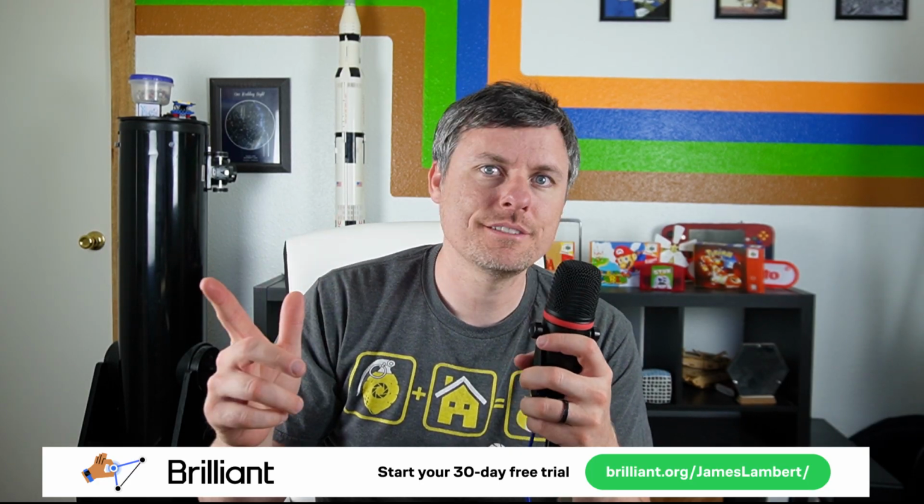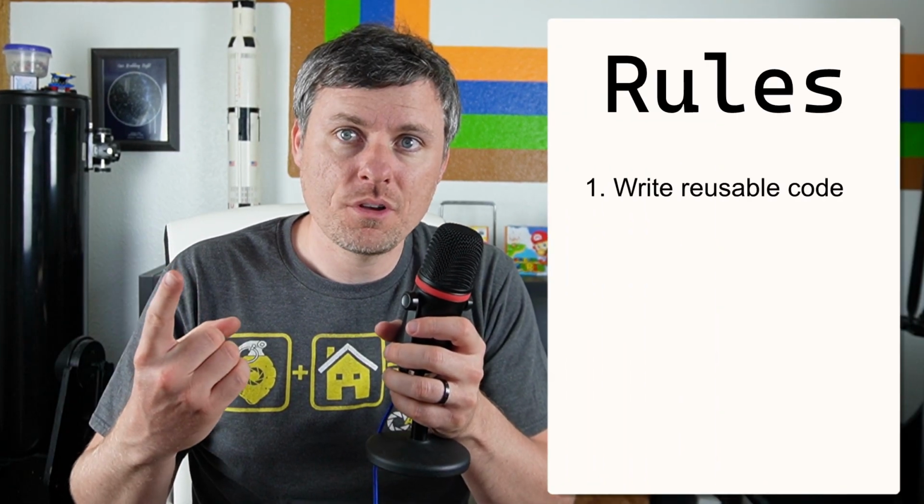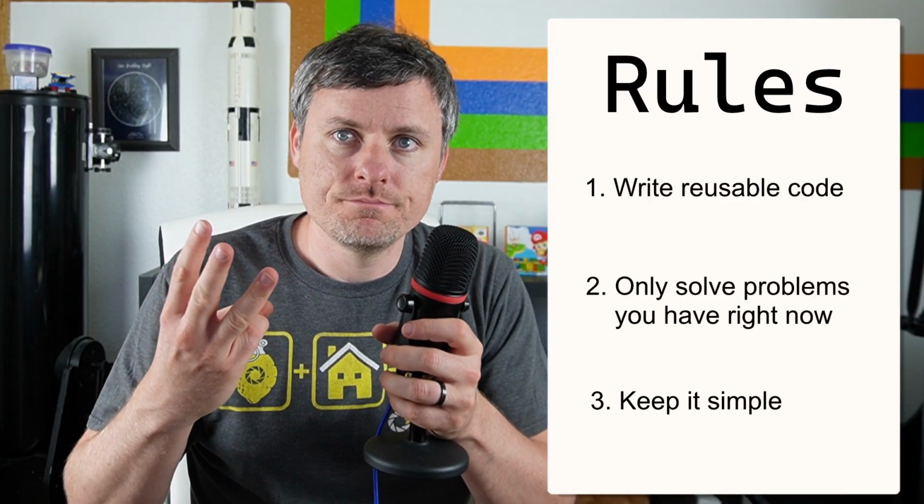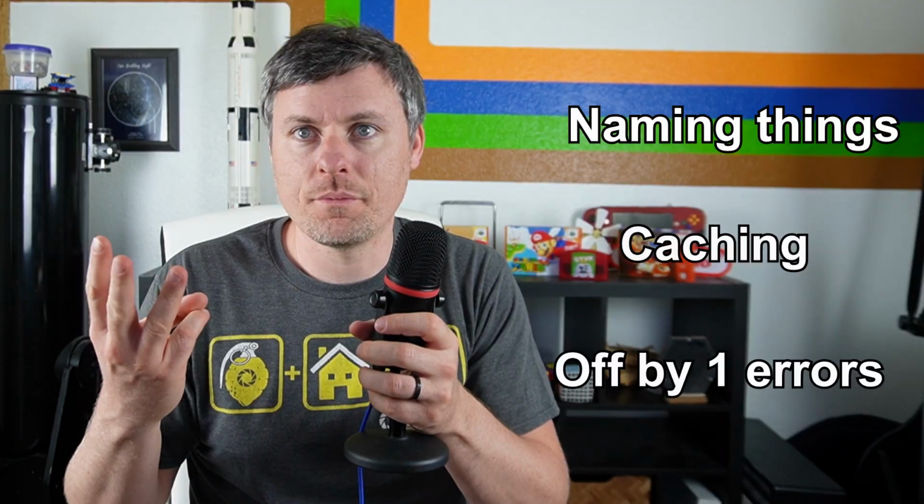Now let's get back to it. The two rules I'd like to follow when writing software in general, not just games, are: write reusable code, only solve problems you have right now, and keep it simple. I know I said two, but that's because I fell victim to one of the two hard problems in computer science: naming things, caching, and off by one errors.